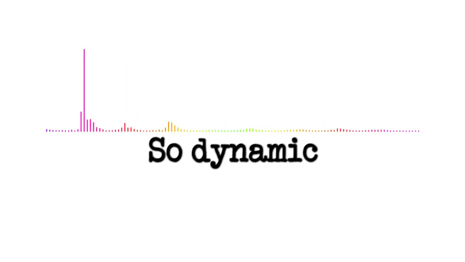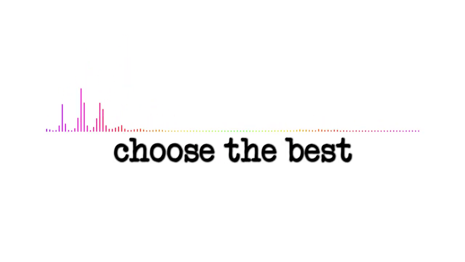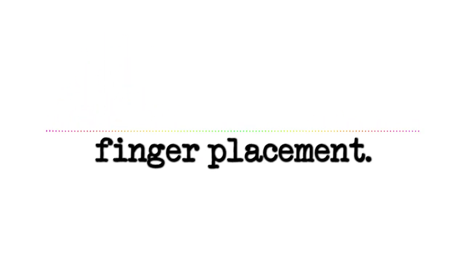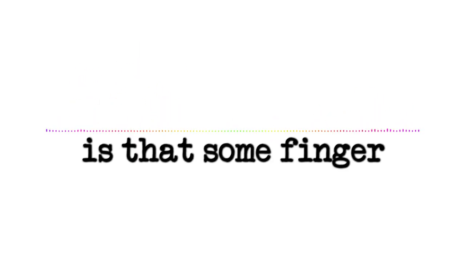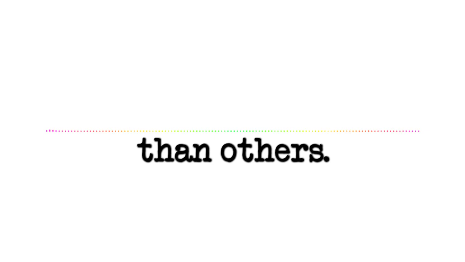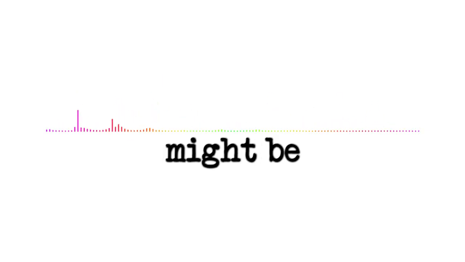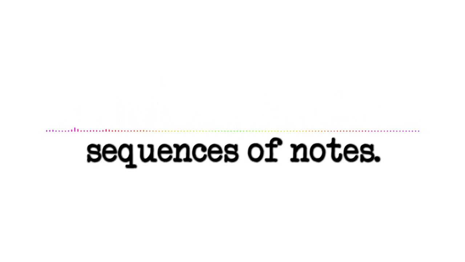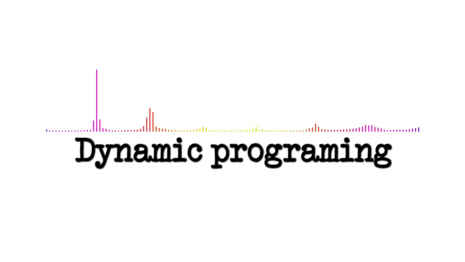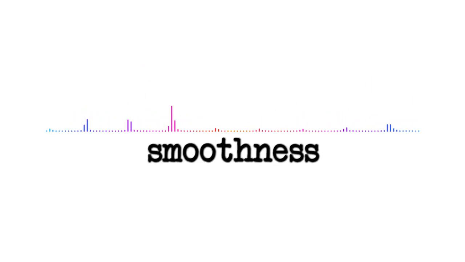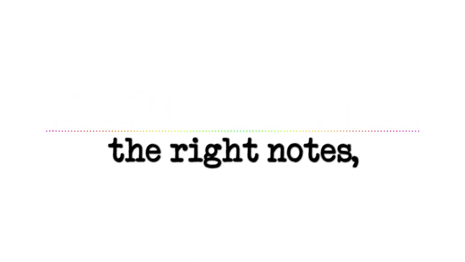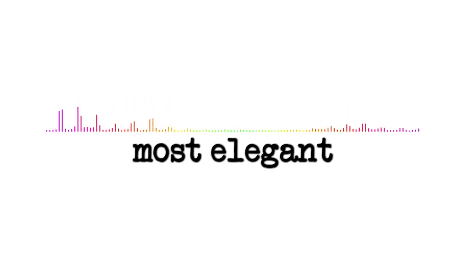Wait, so dynamic programming can help pianists choose the best finger placement? That's incredible. How does that even work? The idea is that some finger transitions on the piano are easier than others. Okay. Some finger combinations might be more comfortable or efficient for certain sequences of notes. Dynamic programming can help find the fingering that minimizes difficulty or maximizes smoothness, depending on the desired musical effect. So it's not just about hitting the right notes, but also about finding the most elegant and effortless way to play them.